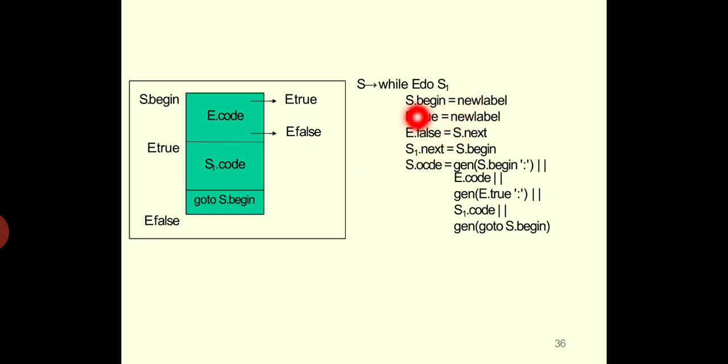That is shown here. There is another label, begin. S dot begin equal to new label, E dot true equal to new label, then E dot false equal to S dot next, S1 dot next equal to S dot begin. These are the new labels. So the code for it will be gen S dot begin, then E dot code, then E dot true, then S1 dot code, then go to S dot begin.